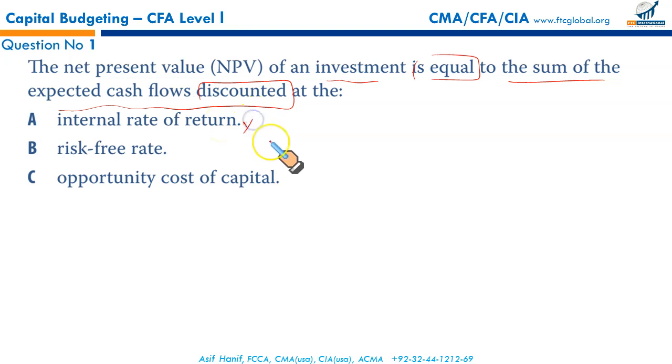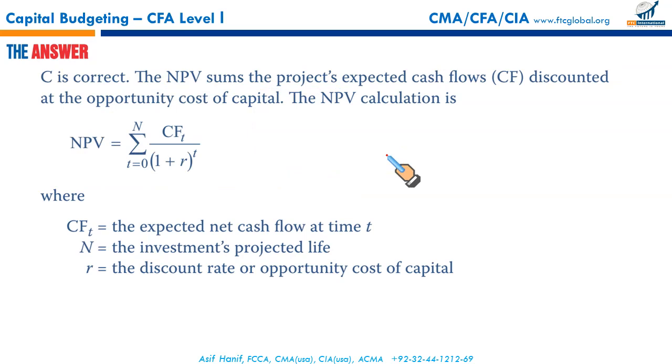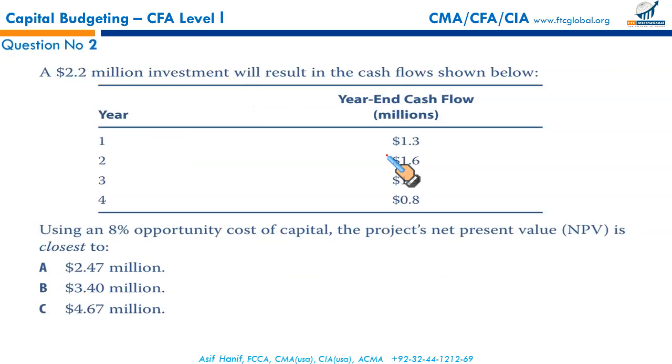Not internal rate of return, because internal rate of return is the rate at which the NPV is zero. It is the rate that is generated by the project. So this is not right. We do not discount the projects at risk-free rate. Very rare, unless the project has absolutely certain cash flows. Yes, opportunity cost of capital. Yes, that's correct, option C. That's what we may use as one of the options to use as discount factors.